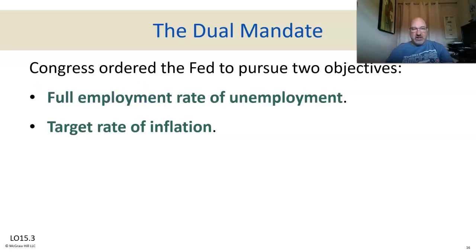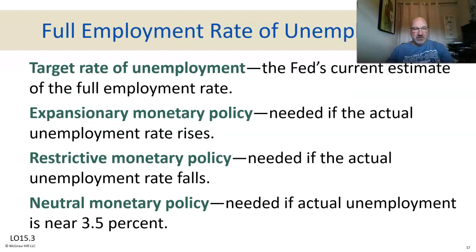The dual mandate: Congress ordered the Fed to pursue two objectives, the full employment rate of unemployment and the target rate of inflation. This came out of the early 1970s with stagflation, and Nixon was getting blamed for the unemployment. And so basically, he said, "It's not my fault. It's the Fed's fault. That's the Fed's job. It's not my job." So I actually feel bad for the Fed for this, because this is pretty much Nixon's doing.